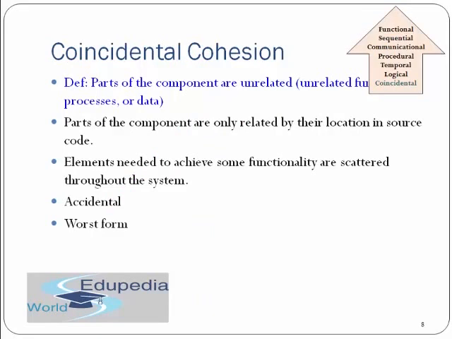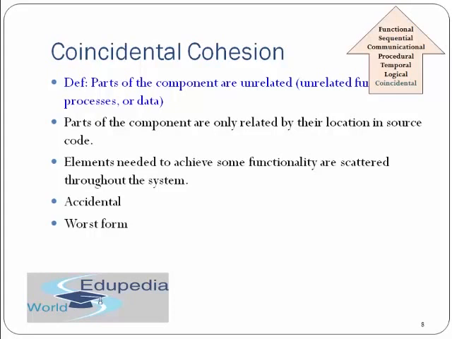The definition says that parts of components are unrelated. So unrelated parts, processes or data. Coincidental cohesion is on the lower cohesion side. The parts of components are only related by their location in source code. That means if there are controller classes, they should be placed in one package. If there are classes that are accessing the database, they should all be located in another package. They should be located where they are related to each other.